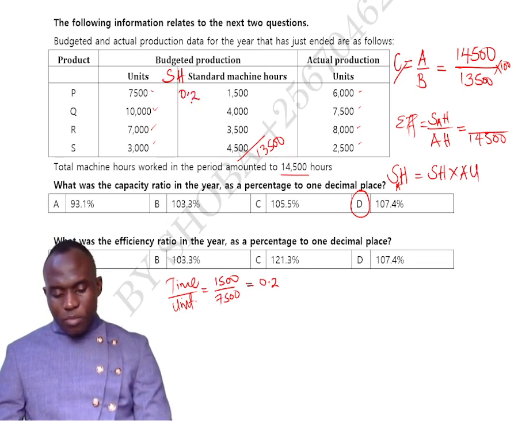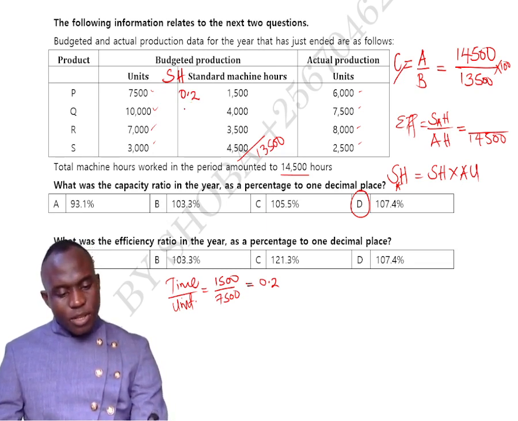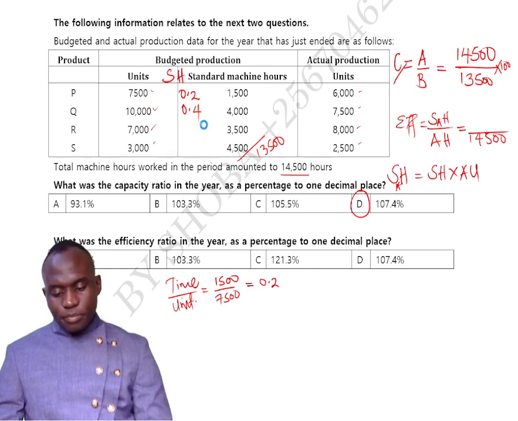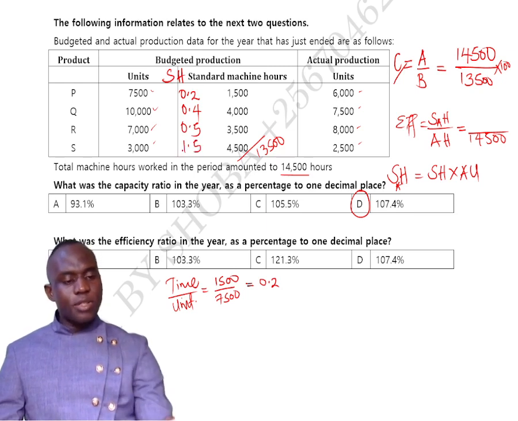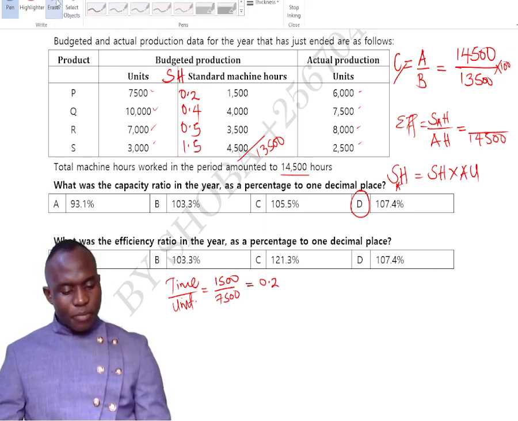The next one would be 4,000. You see it is hours per unit divided by the 10,000. It means each unit is taking 0.4. The next one is 35 divided by 7, which is a half, 0.5. And the last one is 45 divided by 3,000. We get 1.5. So what I've put there is the standard time per unit.